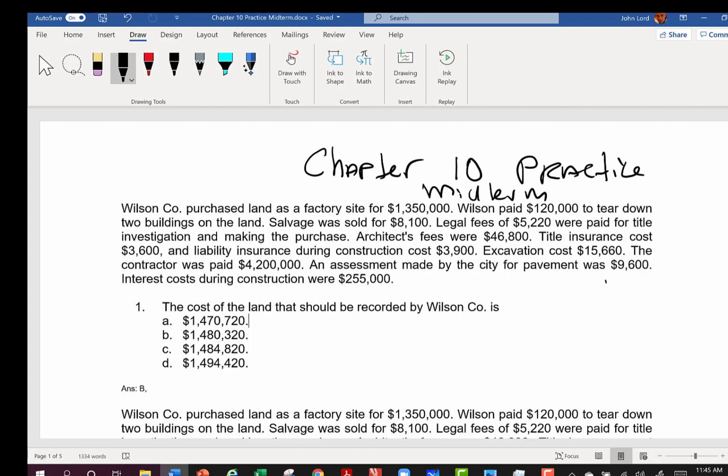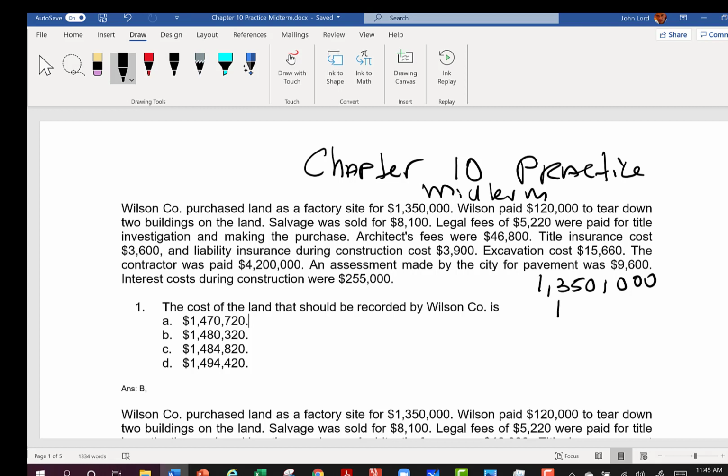Wilson Company purchased land as a factory site for $1,350,000. Well, look, if that's what they paid for the land, that's going to be the easiest thing in the world. $1,350,000. Wilson paid $120,000 to tear down 2 buildings on the land. Well, they're tearing down those buildings so that they can get it nice and flat to begin to build the new factory site in this case.